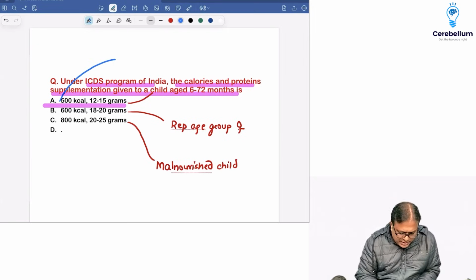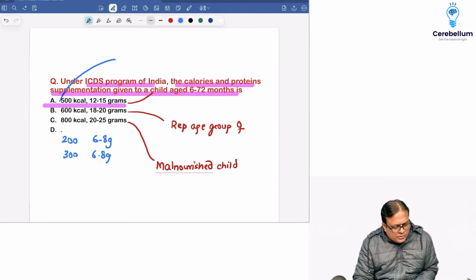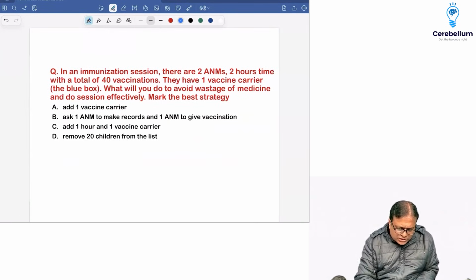50. Okay. In some choices, we are being told 200, 300 kilocalories were given, 6 to 8 grams protein. No, this is not correct. This was the older guidelines. Now we are giving, since last 11 years now, 500 kilocalories and 12 to 14, right? Okay.